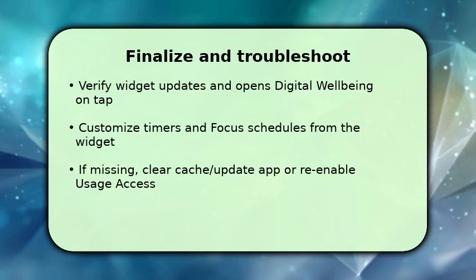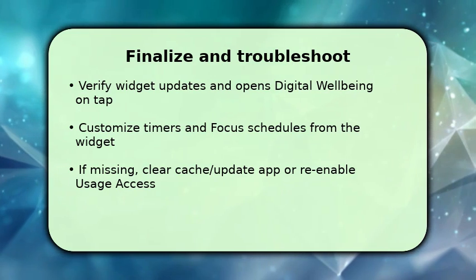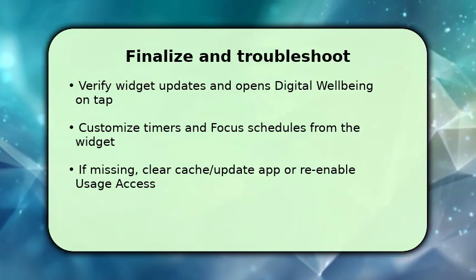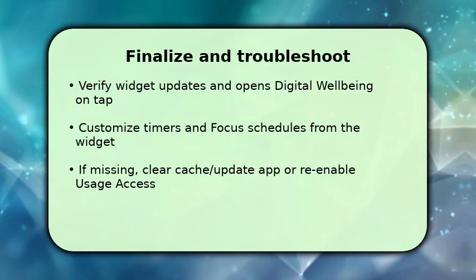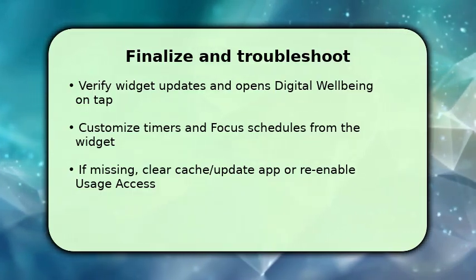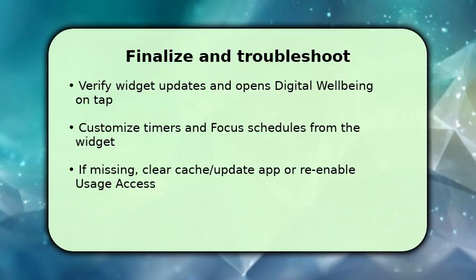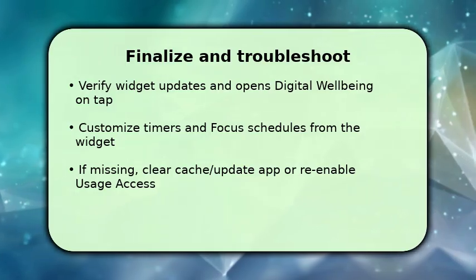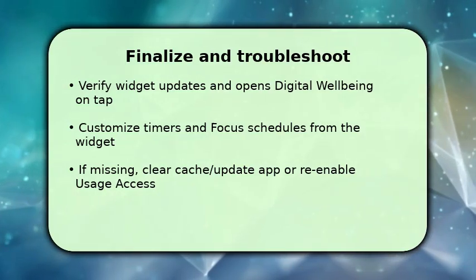Finish by testing. Tap the widget to confirm it launches Digital Wellbeing and that metrics refresh over minutes. Adjust timers or focus directly from the widget to validate shortcuts. If the widget looks static, make sure background activity isn't restricted and that usage access remains granted.